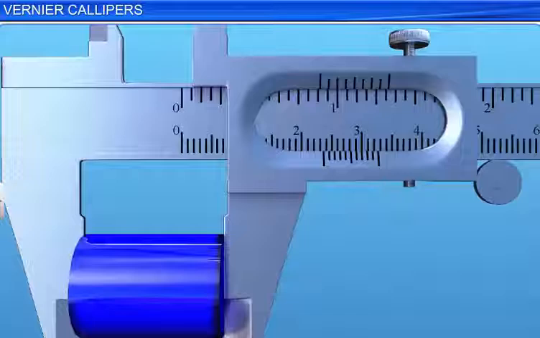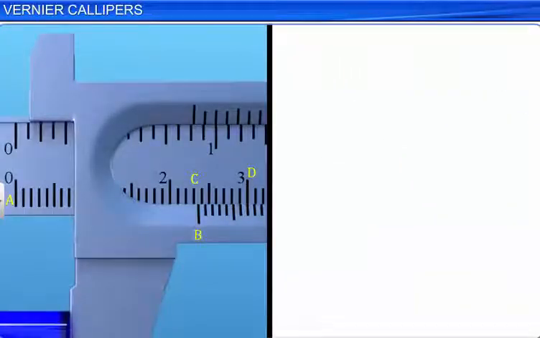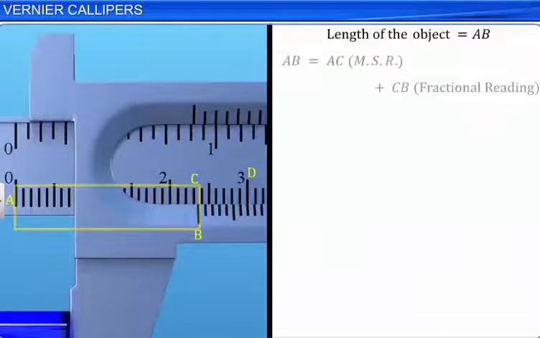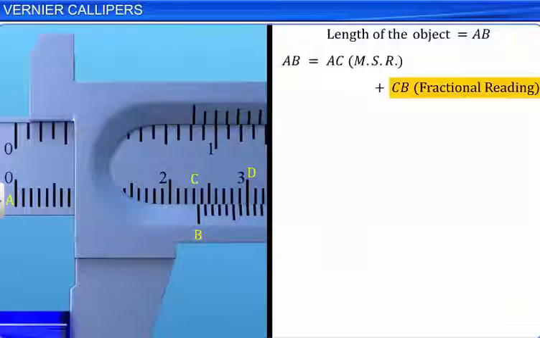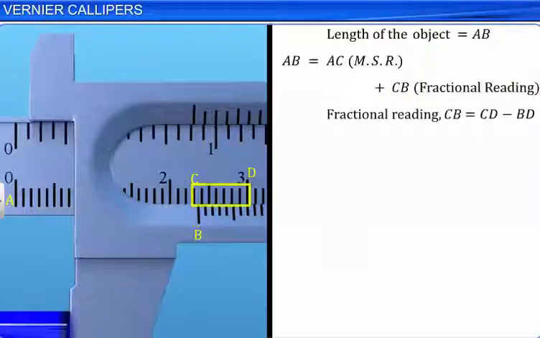The object is held by the external jaws, such that the readings on the main scale and the vernier scale are as shown in the figure. From the figure, it is clear that the length of the object is AB. AB can be written as the sum of AC and CB, where AC is the main scale reading, MSR, and CB is the fractional reading, which can be determined with the help of the vernier scale. The fractional reading CB is equal to CD minus BD.